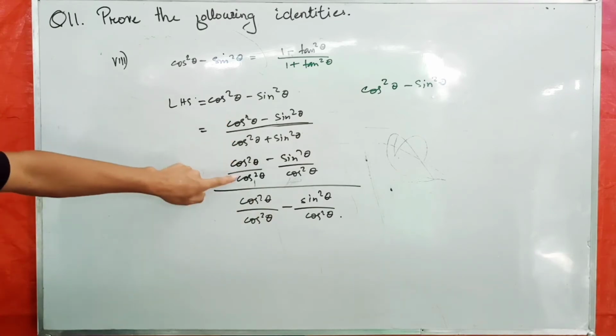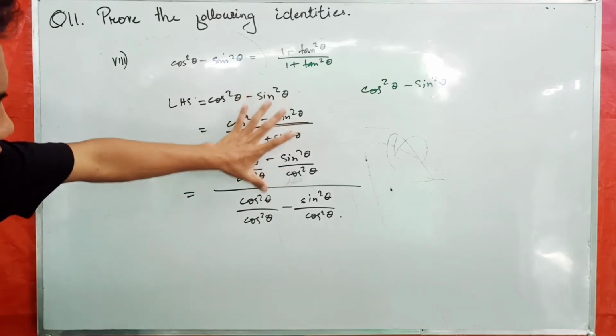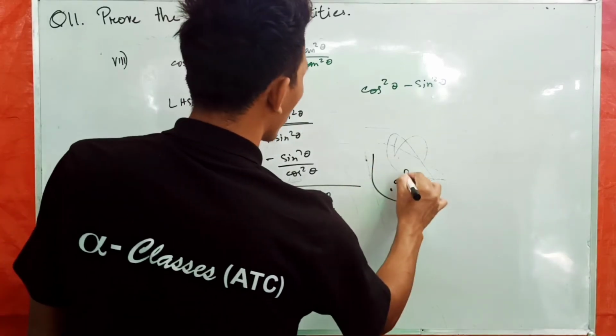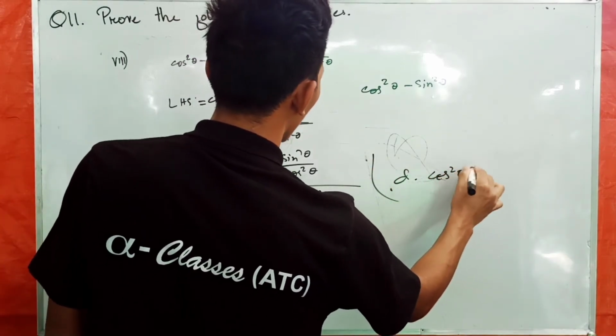Divided by cos square theta. Now I divided by cos square theta. Why?